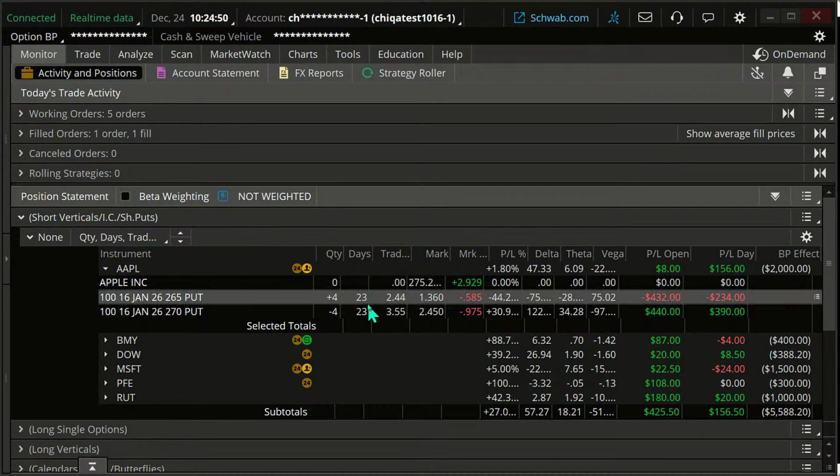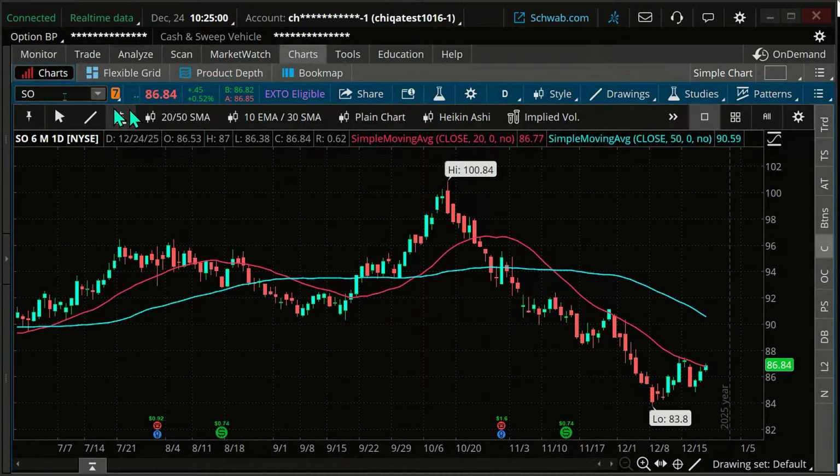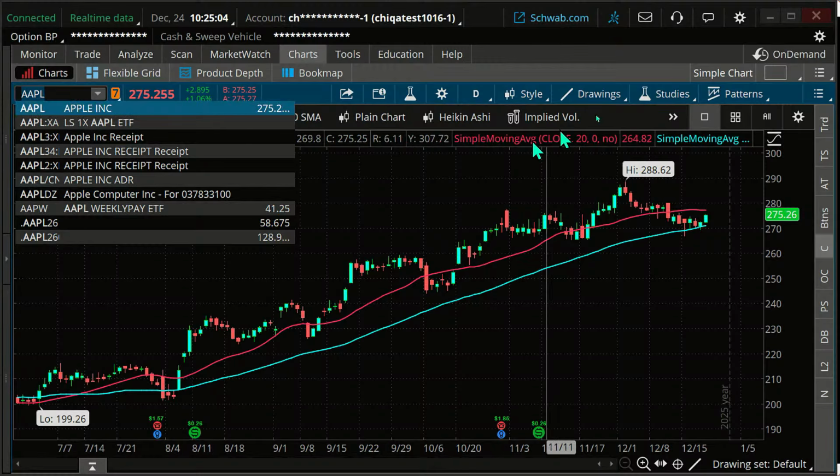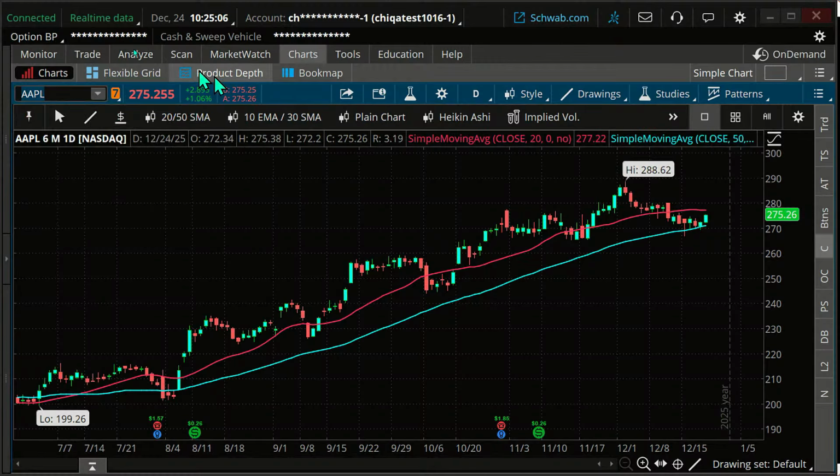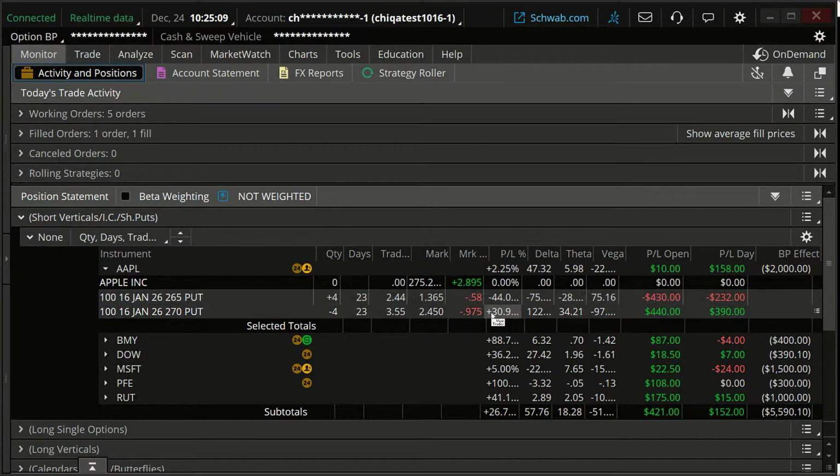So really in this case, and this is true for most of these trades, I think you just need to ask yourself, am I still bullish on this? Okay. Are we still bullish on Apple? Let's pull up Apple. Bullish enough, I'd say.